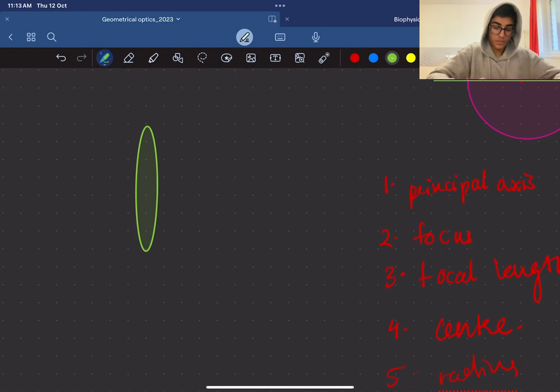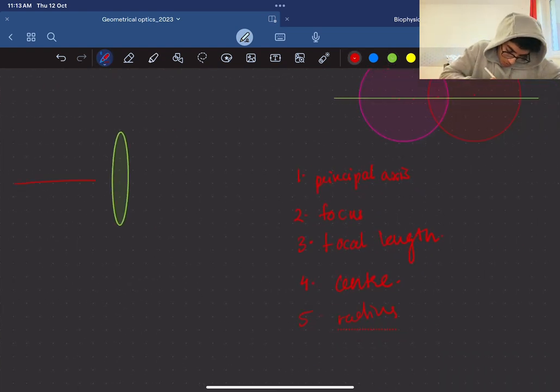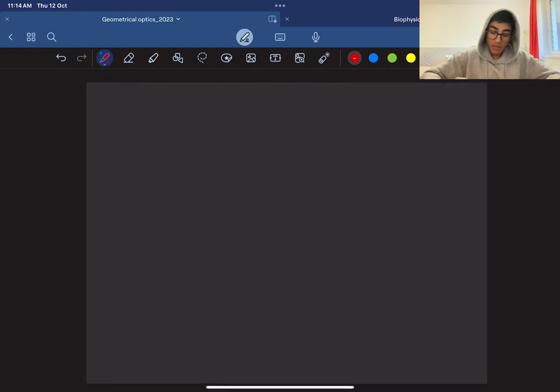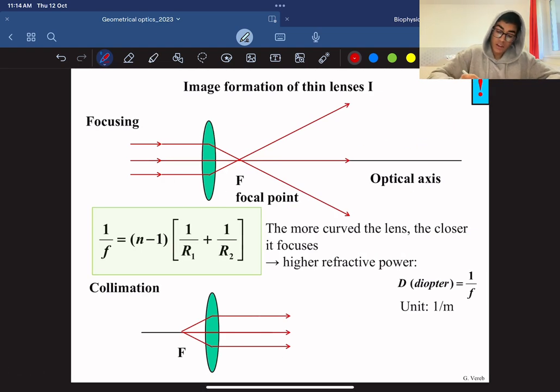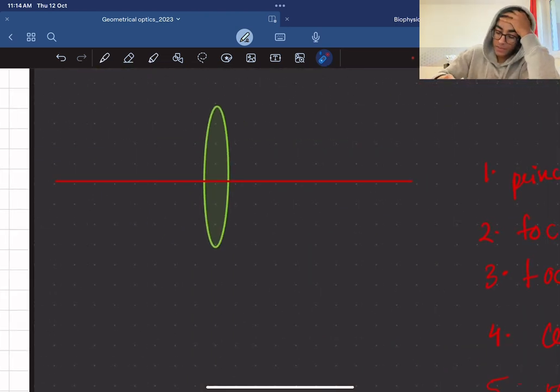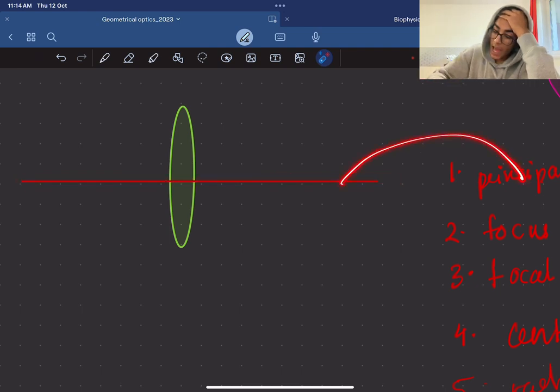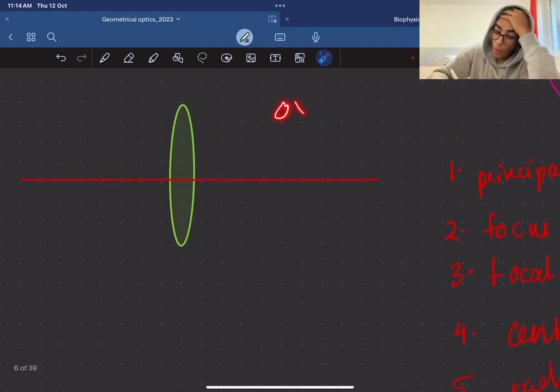Boom. Let me draw a line going through it. Okay. So usually in lens diagrams, like this over here, you can see there's going to be a lens, and there's going to be a line passing through the center. Now this line is called many things. It's called the principal axis, or the optical axis.